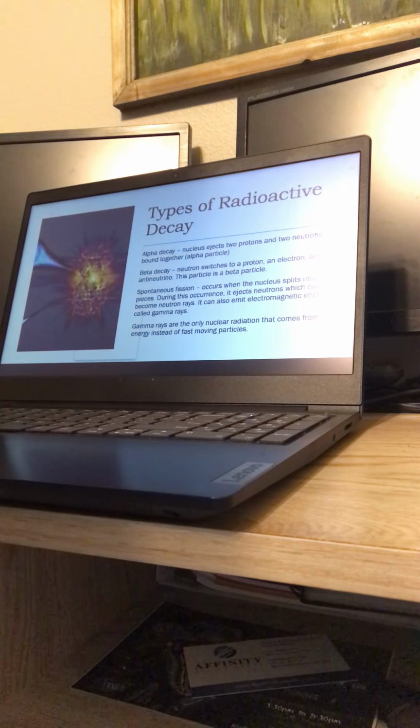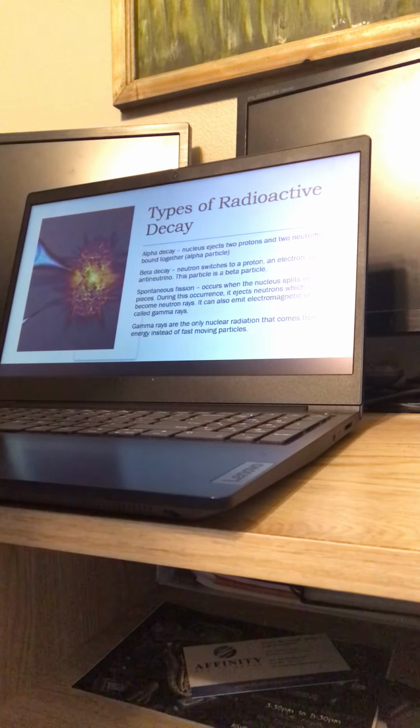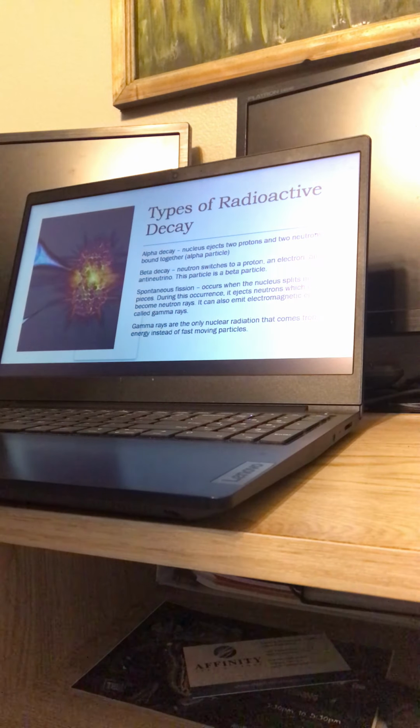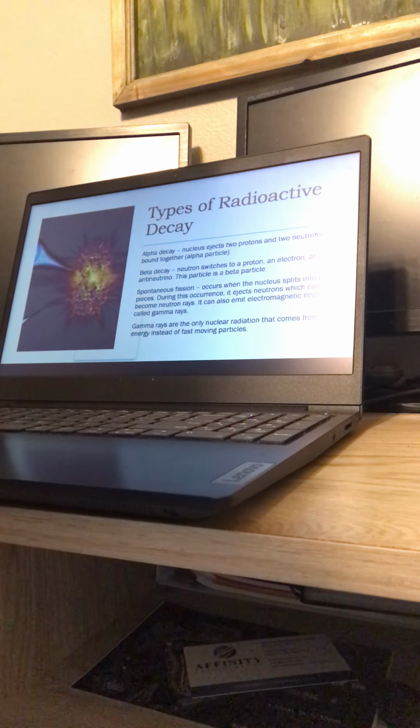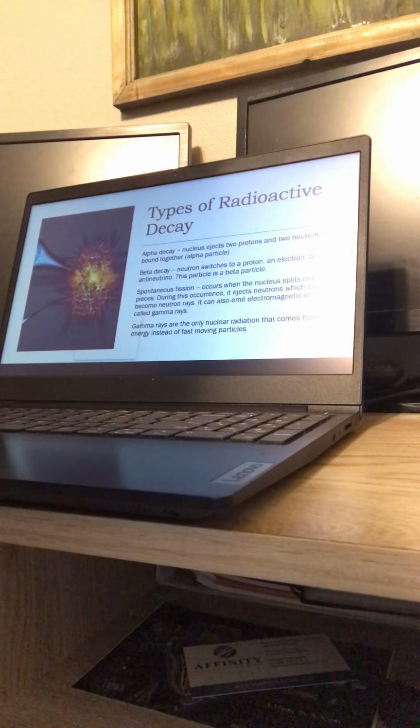So types of radioactive decay: we have alpha decay, which is where the nucleus ejects 2 protons and 2 neutrons, which are bound together. Beta decay is where a neutron switches to a proton, an electron, and an antineutrino, and this electron is the beta particle. Spontaneous fission occurs when the nucleus splits into 2 pieces. This is the important part for how our nuclear bombs work. During this occurrence, it ejects neutrons, and it also emits electromagnetic energy called gamma rays. Gamma rays are the only nuclear radiation that comes from energy instead of fast-moving particles.